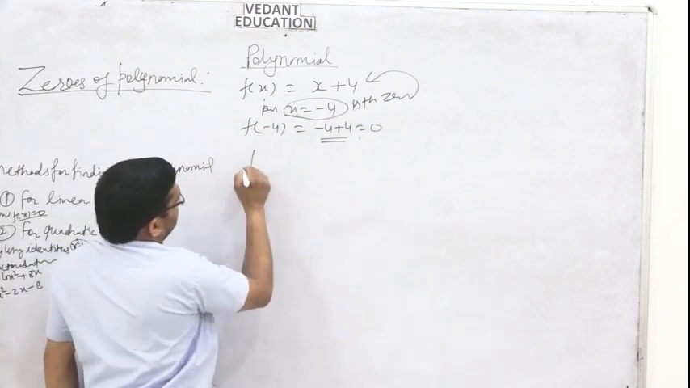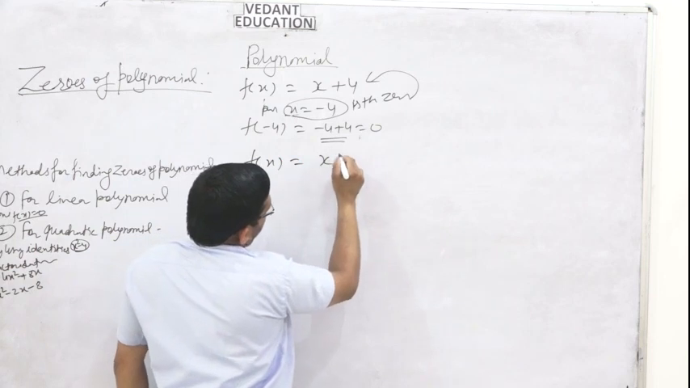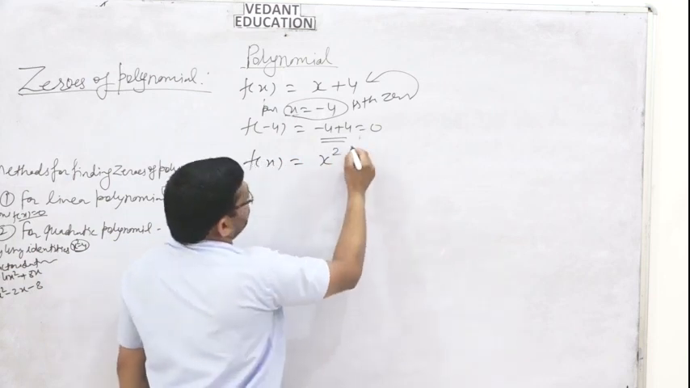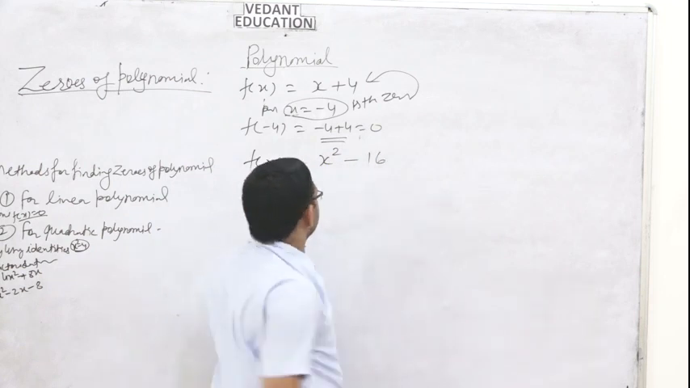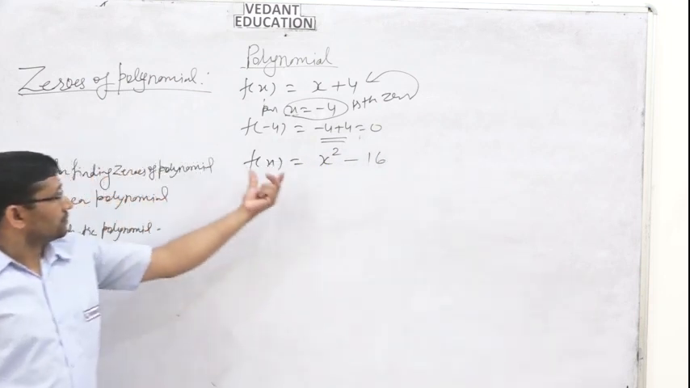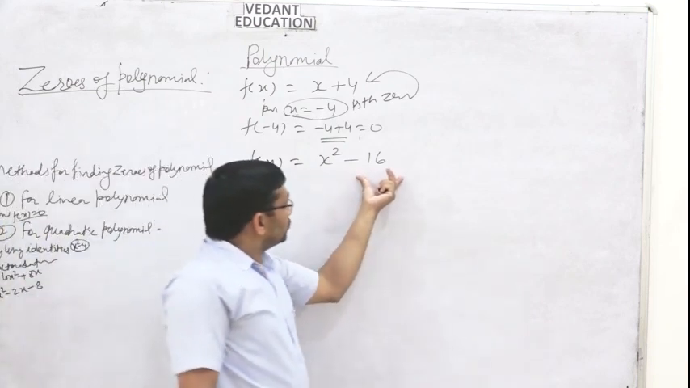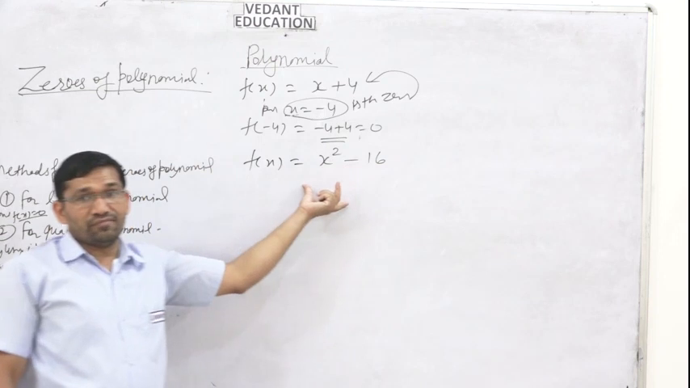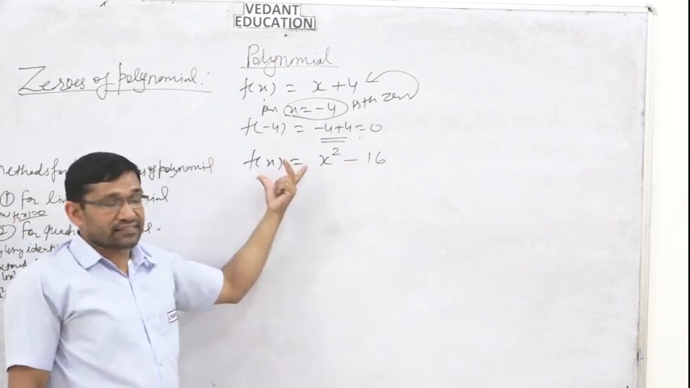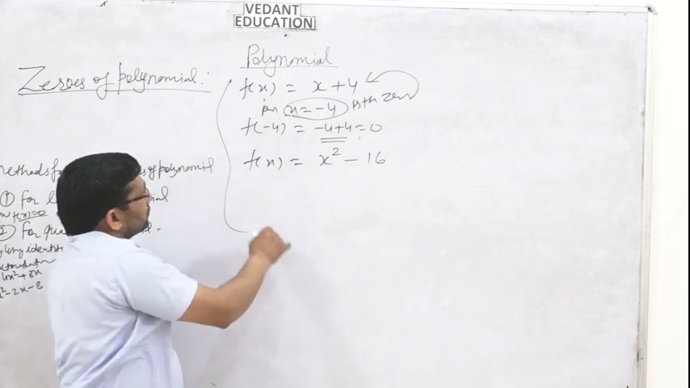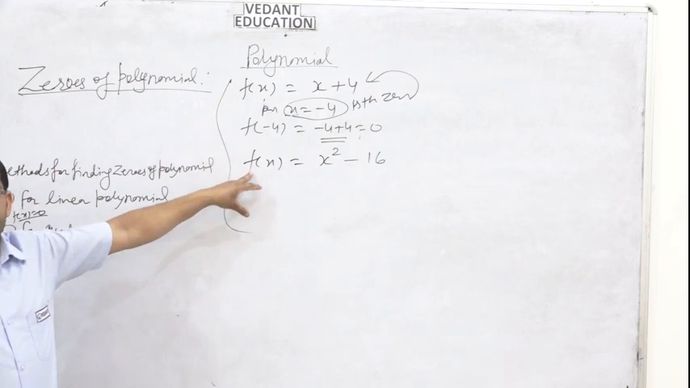Any other example, suppose fx is equal to x square minus 16. This is also a polynomial. Then zeros of the polynomial, how many? Number of zeros of polynomial fx, how many?